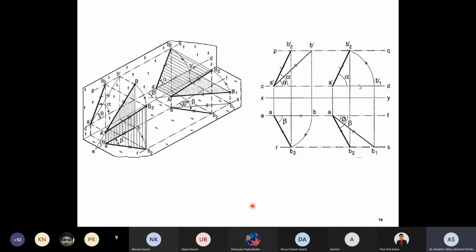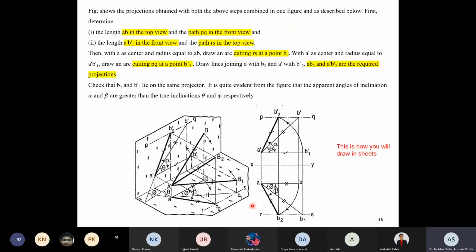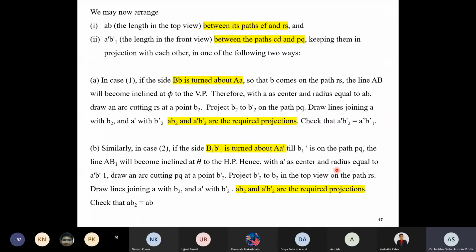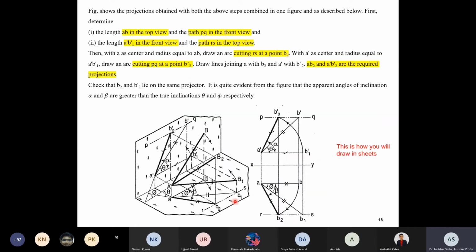So this is the combined figure that I am showing you. But again, this is to explain it to you. When you draw in the sheet, I will show you, this is how you need to draw. Okay, so this is again a summary of what we have already discussed, so I will just skip through this slide.